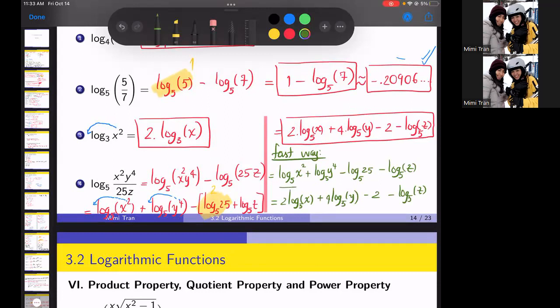Then you're done. Which one do you like better, the faster way or the long way? The faster way, right? All you have to remember is that the factors in the numerator carry the positive log and those in the denominator carry the negative log. Some people go straight from here to this step, and that's fine by me. If you're good enough, good with math, it's okay.